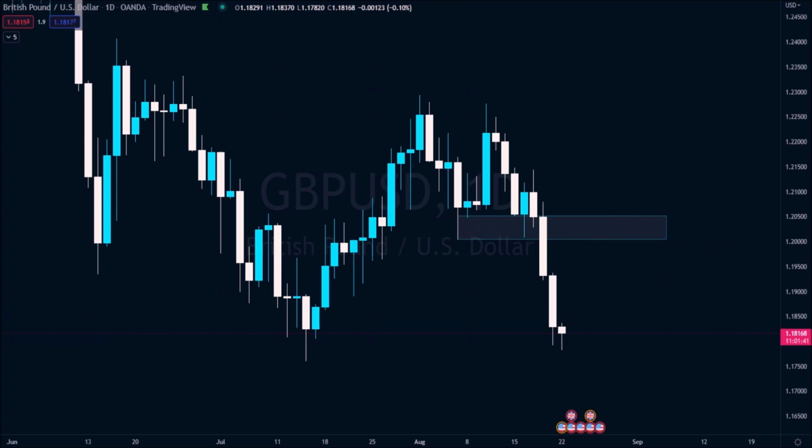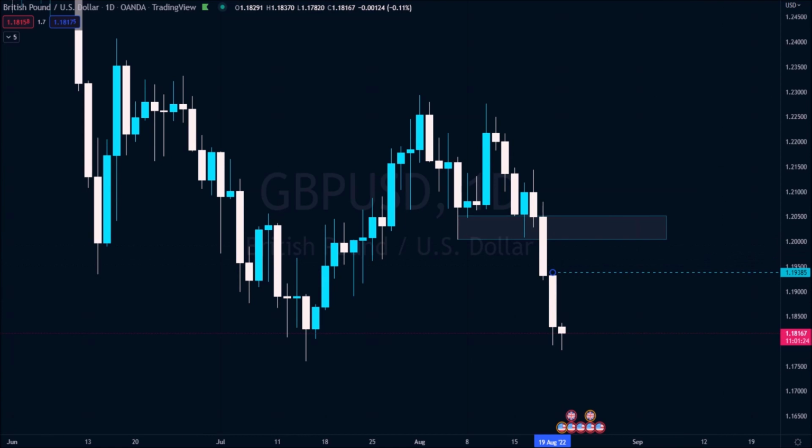So any pullback into that area in and around 1.2 would be another area I would be keen to sell. But also, if it's pretty weak, I'll just mark out this daily high, come up, take that, and see if we can roll over from there. If not, then we'll just wait for that 1.2 level to come into play.